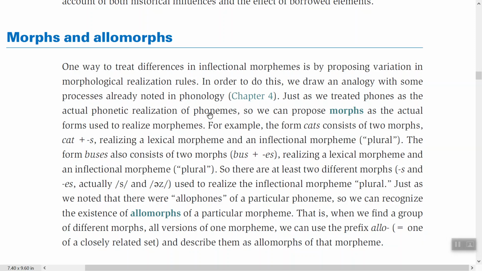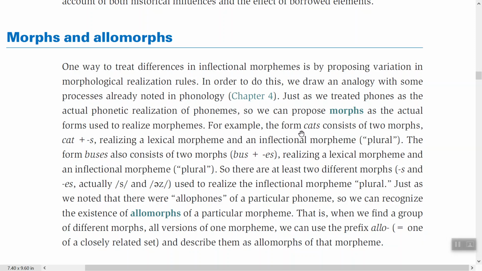One of the students asked me, what is the difference between phones and allomorphs? Here the same idea. Phones, morphs, and allomorphs. Phones are the actual phonetic realization of phonemes. So we can propose morphs. Phones, morphs, the same. Now, the actual forms used to realize morphemes. This is the definition of morphs.